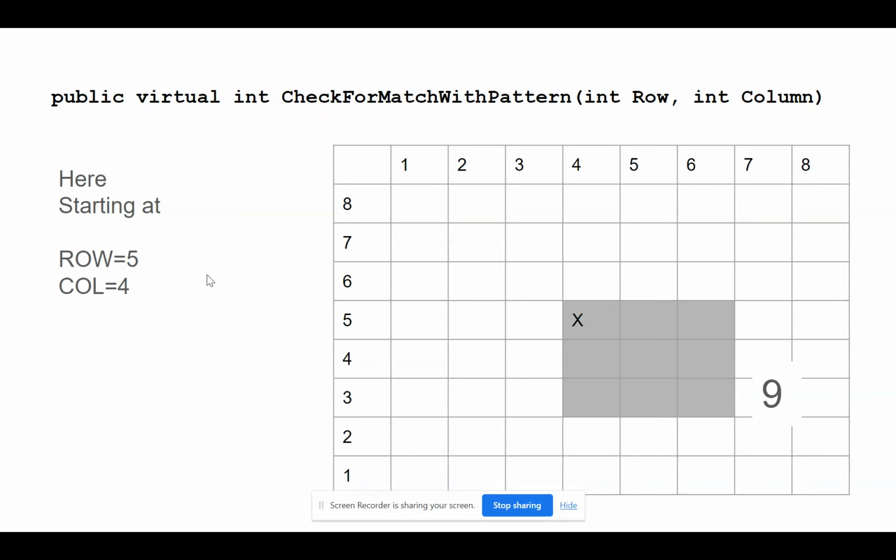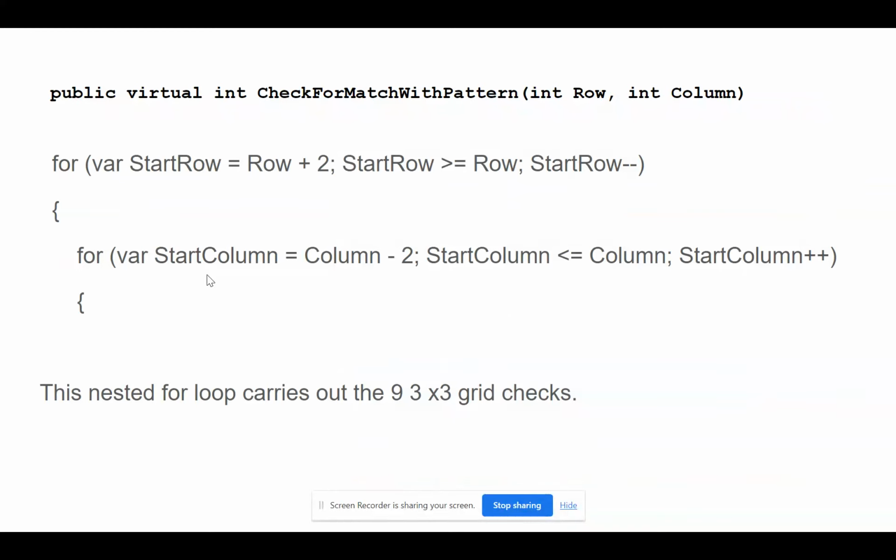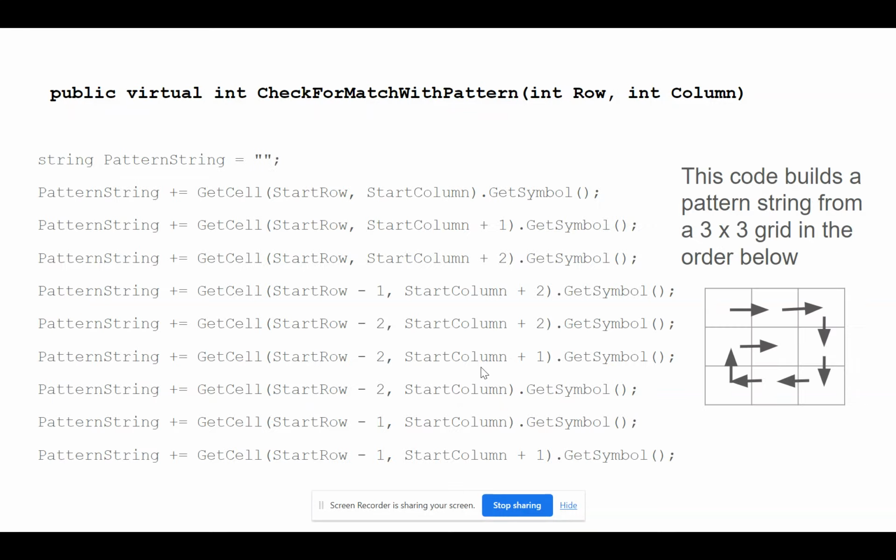So you notice that there's 9 different 3 by 3 grids to check for any symbol I place in the pattern. Okay, so you'll see that in action in the check for match with pattern, where there's this nested loop which changes the top left hand corner of the checking area each time. There's 3 loops in this, that's a total of 9 3 by 3 grid checks to do.